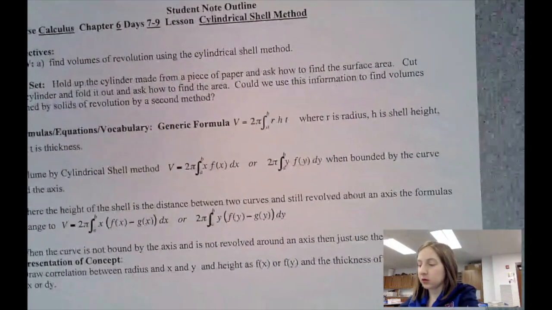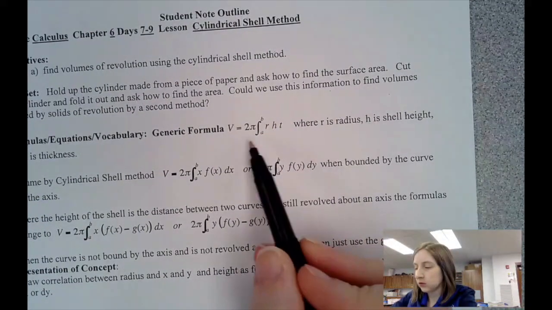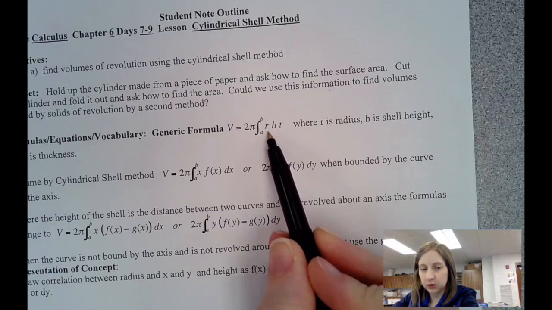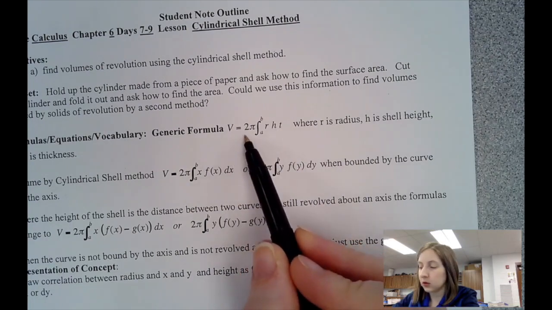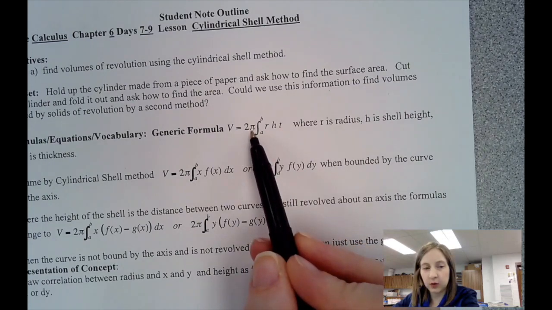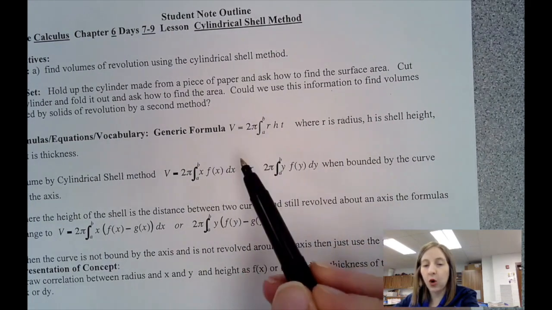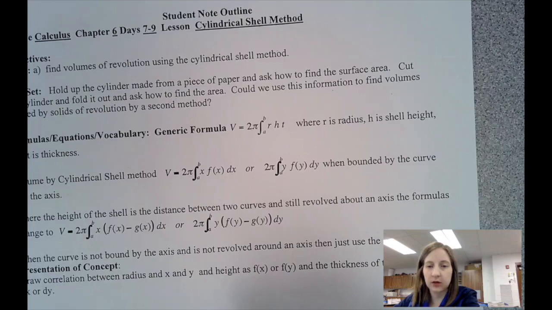Okay, so the surface area of a cylinder is 2 pi r, because that is the circumference, times the height. Now if we want the volume, we multiply by thickness. So 2 pi r, that's the circumference, times the height, times the thickness. That gives us volume. Surface area times thickness is volume. 2 pi are just constants, so we can pull those outside of our integral when we're adding a whole bunch of these infinitesimally thin cylinders together to get our entire volume.